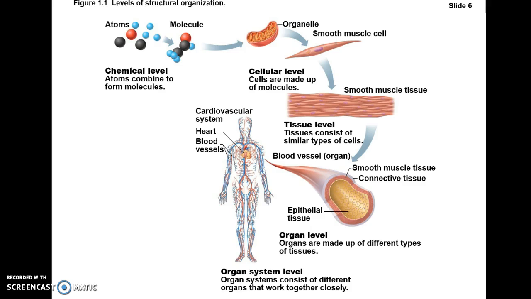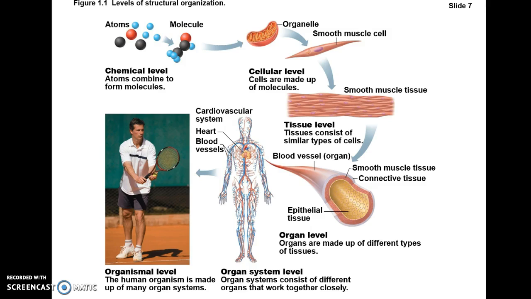And finally, next we have our organ system level, which would be various organs working together. The diagram gave you the cardiovascular system, along with the heart and blood vessels. And then all of these systems will come together to form us.